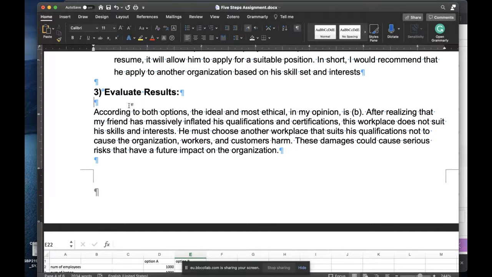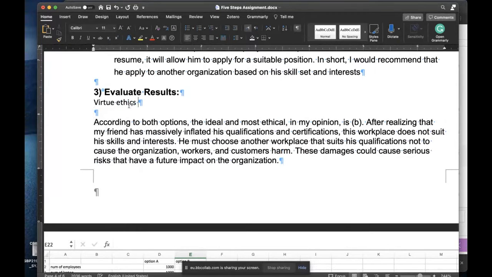Option B is the most ethical according to the virtue ethics approach. Okay, why? Because virtue ethics best reflects moral... So in virtue ethics, you have to explain what your values are, right? What are your values? Or you can say, well, one of my values is that... what can you say here? Moral. Moral and ethics is the same, right? You could ask for integrity.